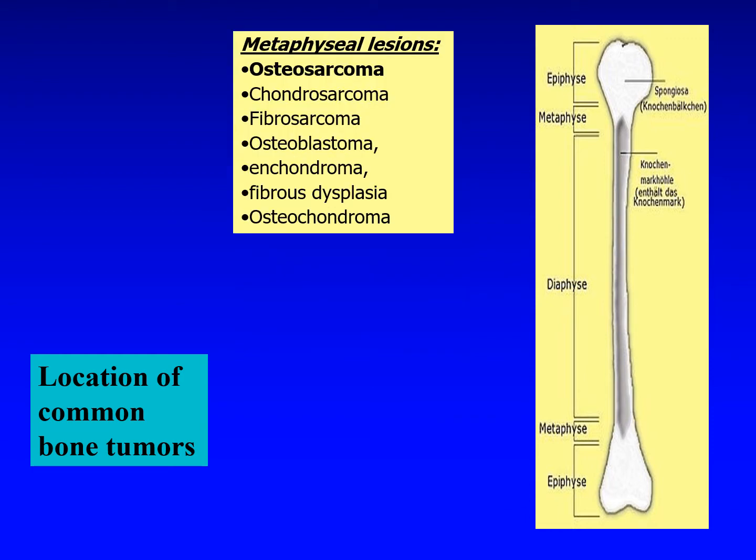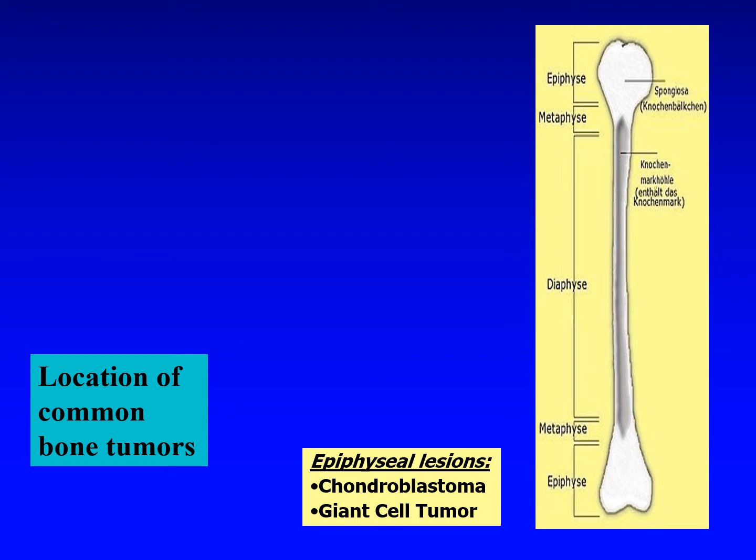Most of the primary tumors of the bone develop around the metaphysis. For example, osteosarcoma, chondrosarcoma, fibrosarcoma, osteoblastoma, enchondroma, fibrous dysplasia, and osteochondroma. Two important tumors that can develop at the epiphysis are chondroblastoma and giant cell tumor.